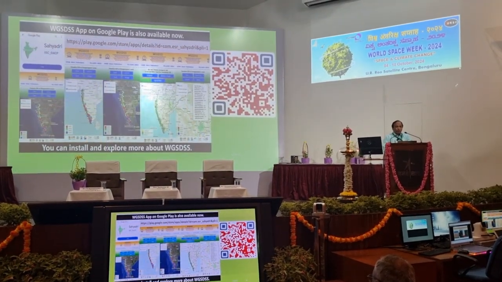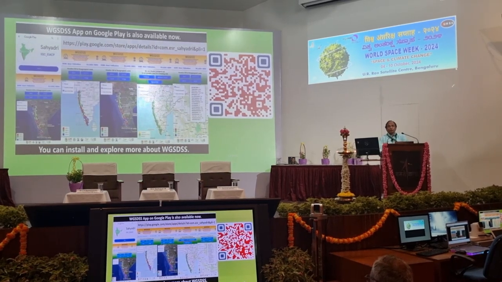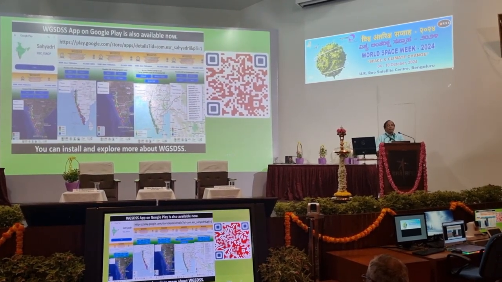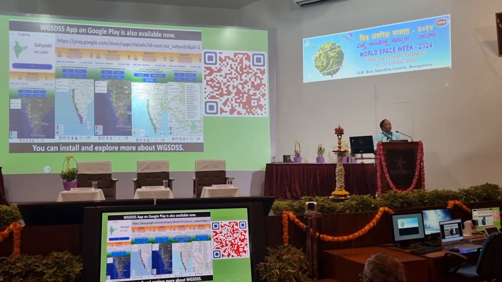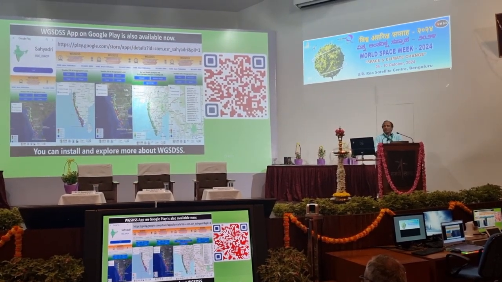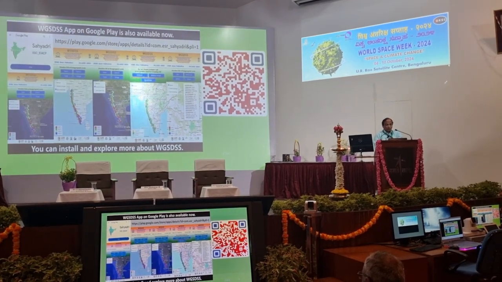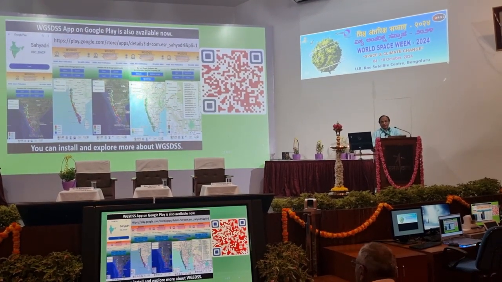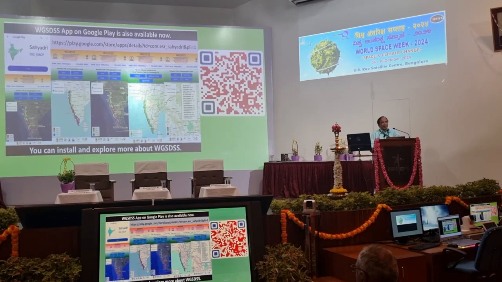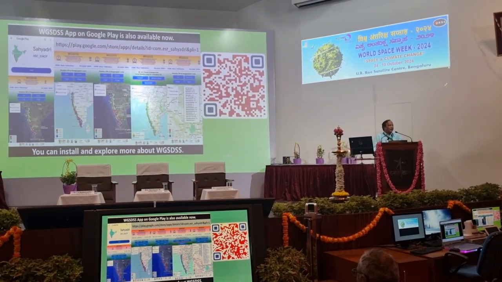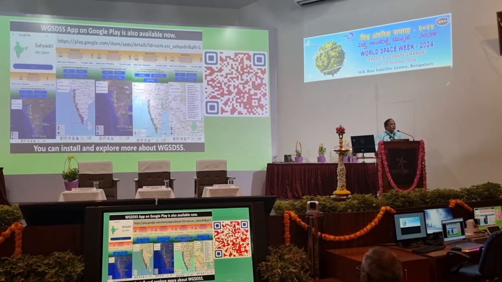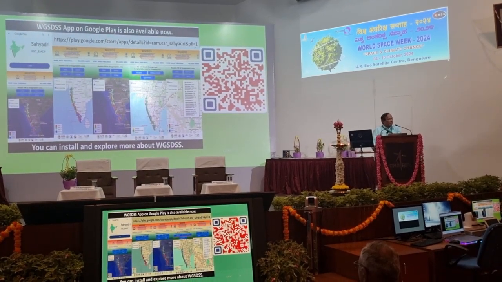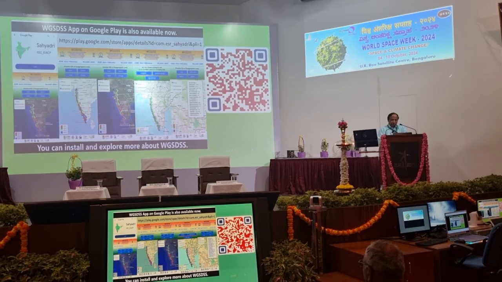Now, if you want, the same thing is available in the Google Play Store as a mobile app. You can just scan this QR code and download it on your phone. The app is called Sahyadri, SAHYADRI. You can download the app on your mobile, so that sitting wherever you are you can think about the Western Ghats as I do.